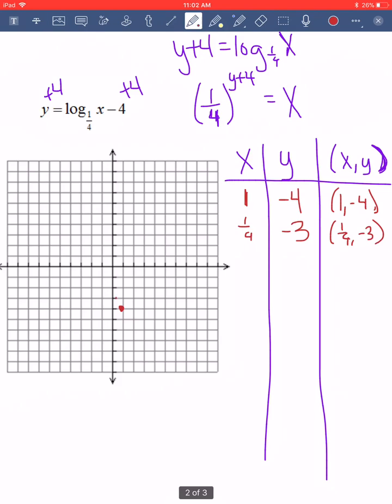So about there. If I plug in -2, I'll be doing -2 plus 4, which is +2. And 1/4 to the second power is 1/16. So I've got the point 1/16, -2.